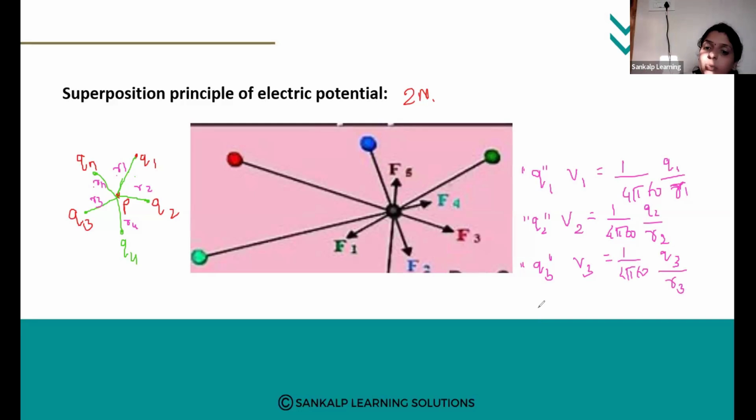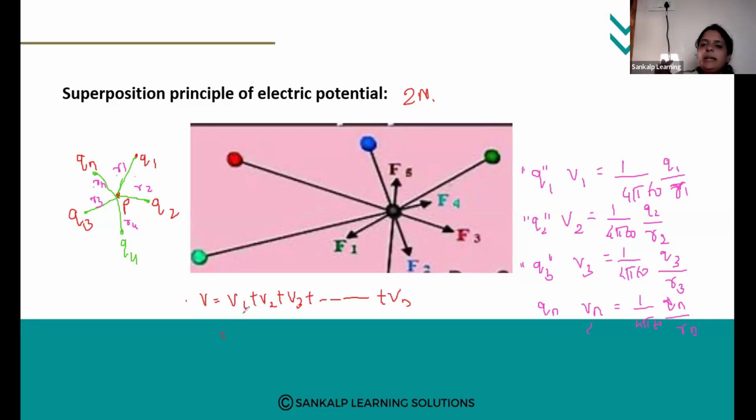Due to the Qn charge, the potential at P is Vn equal to 1 upon 4 pi epsilon naught Qn upon Rn. All the charges act at point P, so what is the net potential? That is our question. According to our statement, the net or total electric potential is V equal to V1 plus V2 plus V3 and so on up to Vn.